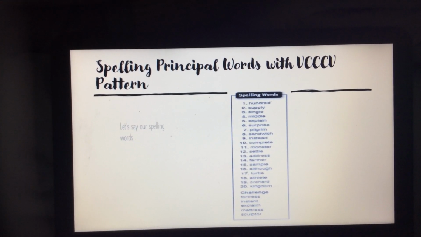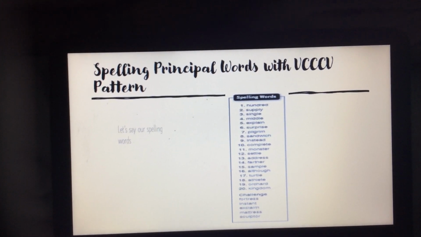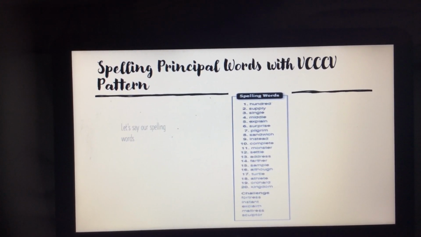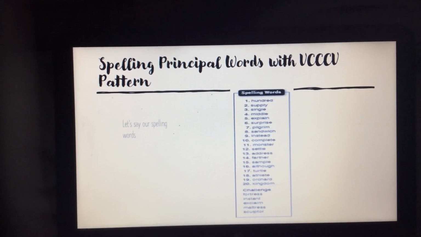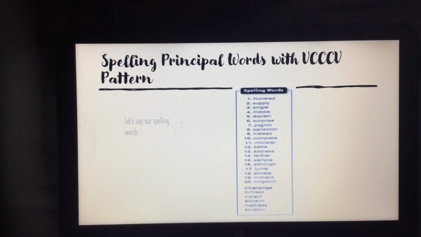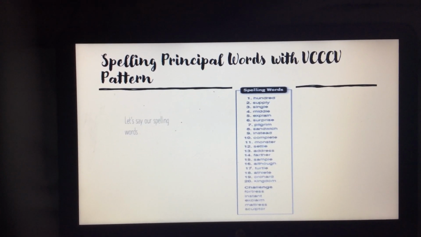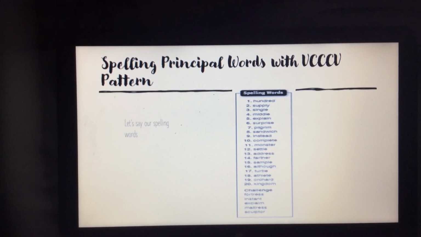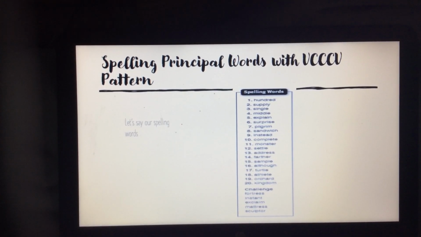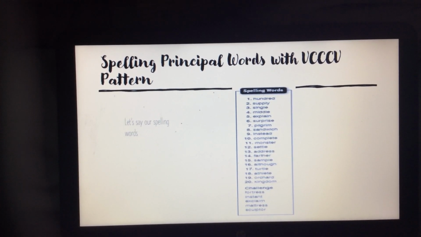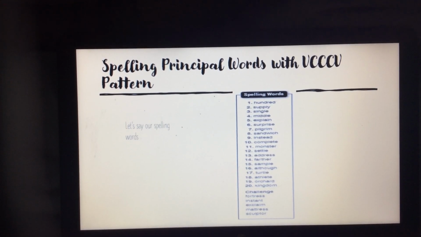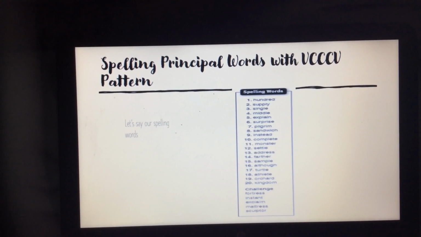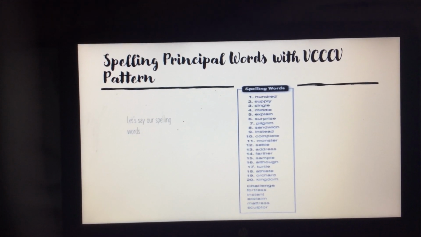Our spelling principle: words with the VCCCV pattern. Let's say our words together. Supply, single, middle, explain, surprise, pilgrim, sandwich, instead, complete, monster, settle, address, farther, sample, although, turtle, athlete, orchard, kingdom.